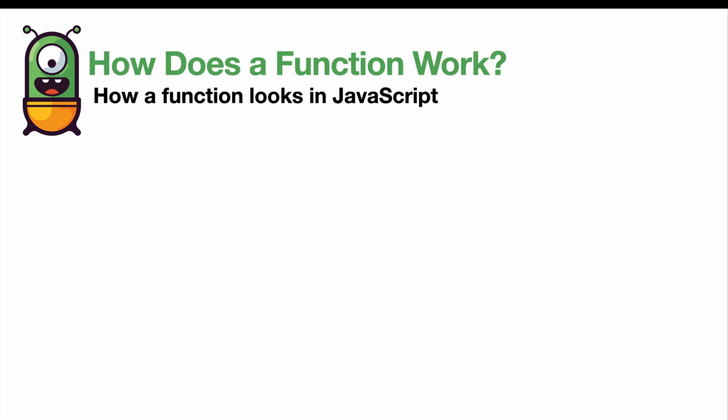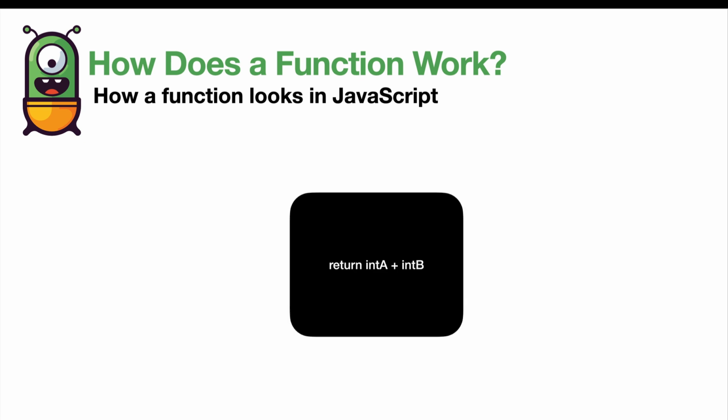So how does a function work? In JavaScript, a function looks like this. It might be a very simple function, and this one has inside it one line of code that says return int a plus int b. Basically, it is sending back, as a result of the function, the sum of two integers, int a and int b.